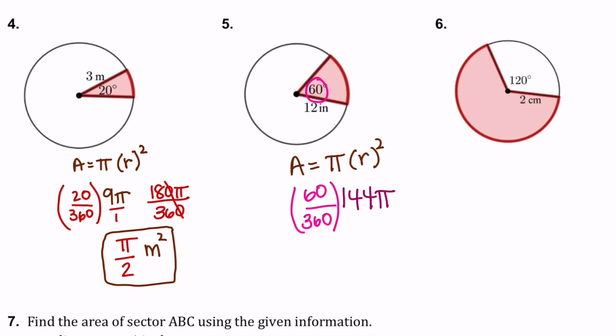I'm going to simplify this by hand, but you can put this in your calculator. The zeros cancel out. 6 goes into 6 once, 6 goes into 36 6 times. So this is 144 pi all over 6. 6 goes into 144 24 times. So this would be 24 pi. Now our units are inches. So since it's area, it's going to be inches squared as our units.